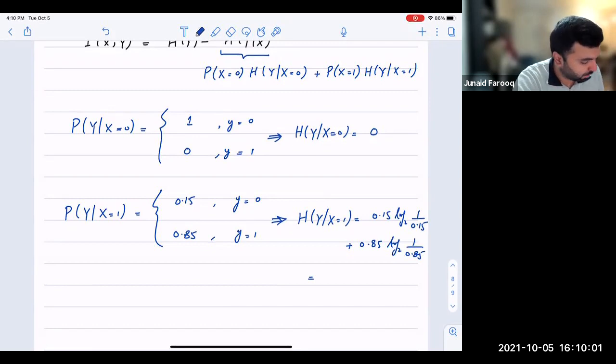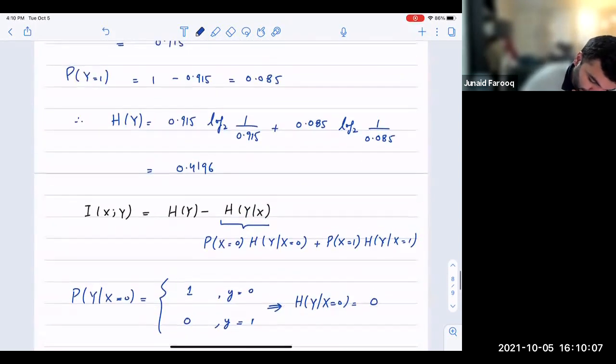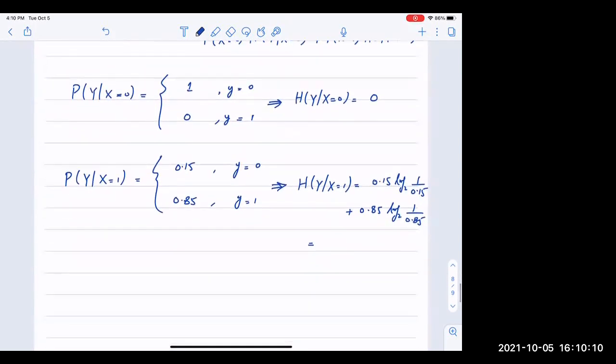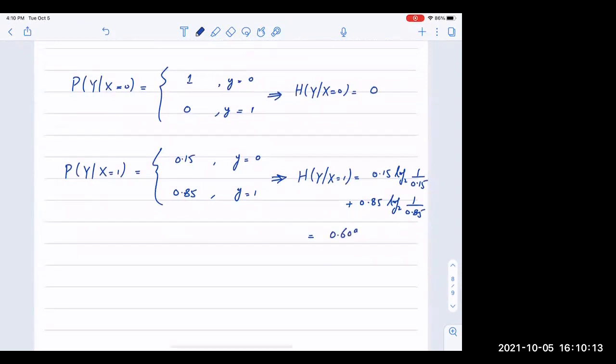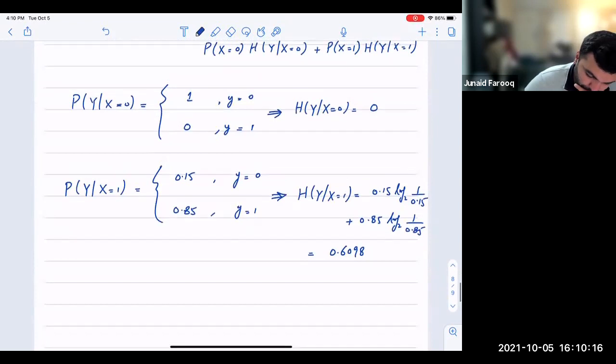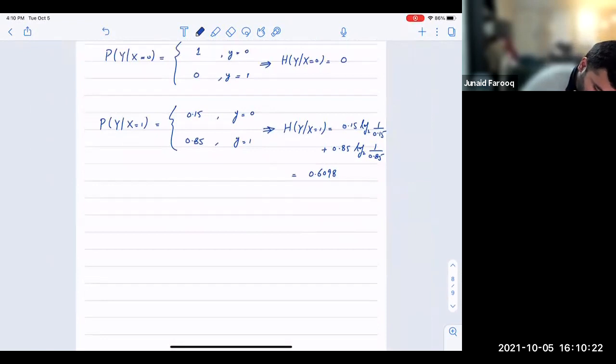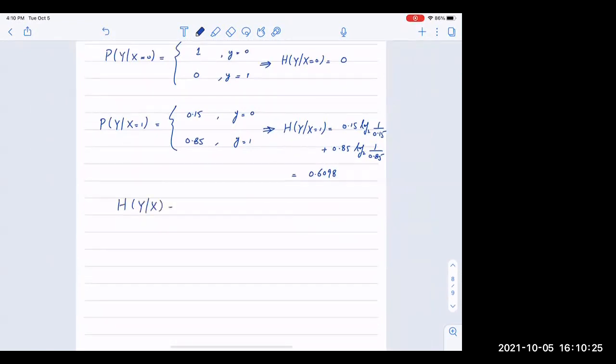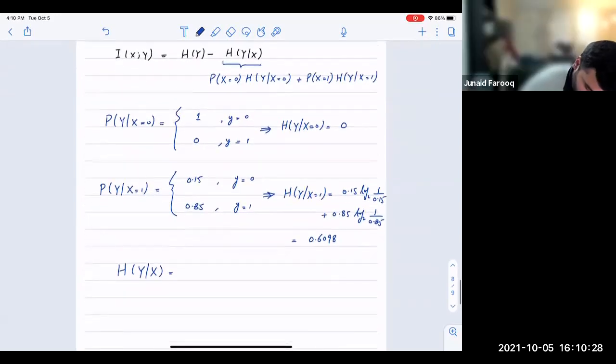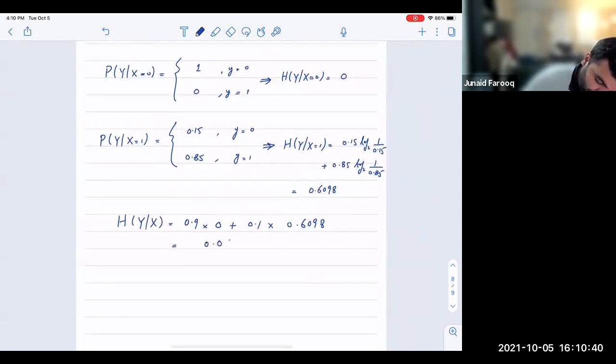just to verify this. Oh, did we do it earlier? No. Yeah, slightly different this time. I got 0.6098. Okay, so perfect. All right, so what is the H of y given x? It's going to be 0.9 times 0 plus 0.1 times 0.6098, right, so it's 0.06098.